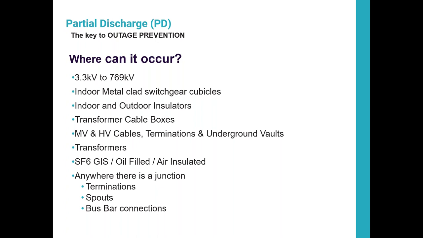So metal clad switchgear and cubicles, indoor and outdoor insulators, so porcelain insulators, transformer cable boxes, medium and high voltage cables and terminations, in transformers, and those transformers can be SF6 gas, oil filled or air insulated, and anywhere there's a junction, so termination, spouts, bus bar connections, you can have a PD location.